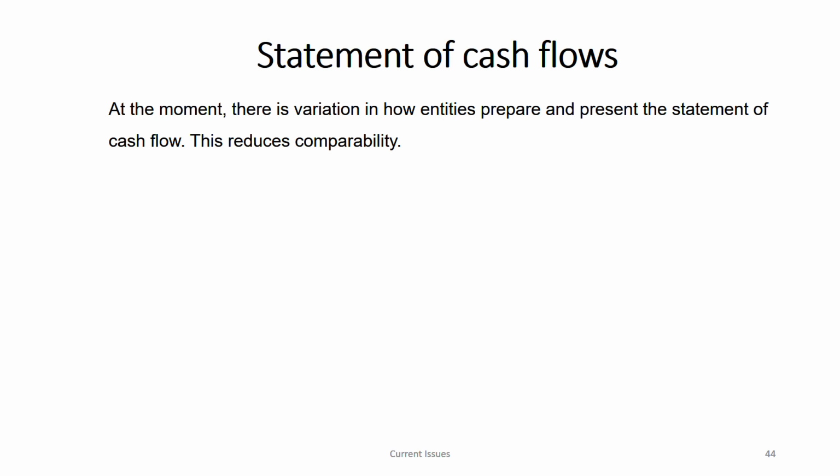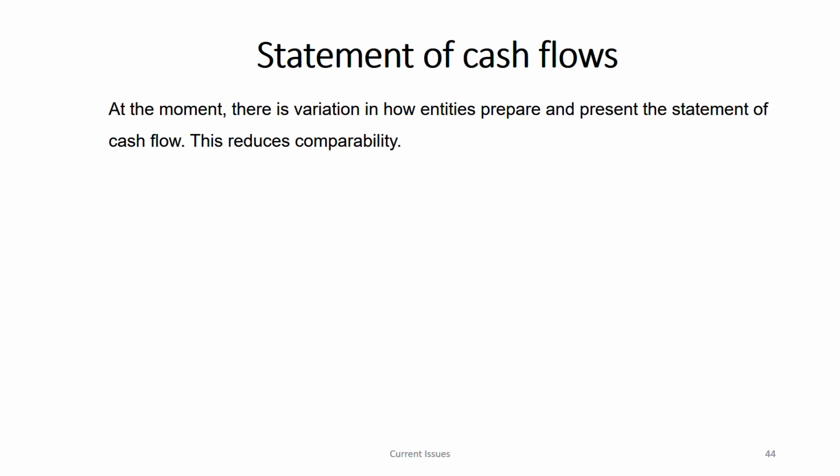So at the moment there is some variation in how entities prepare and present the statement of cash flow. If you see all the issues that are happening, whether it is a materiality issue, the presenting and disclosure through the statement of cash flow, or the way you disaggregate and put the subtotals, the main reason is comparability. Everywhere it reduces comparability. This makes it very easy for you to learn.